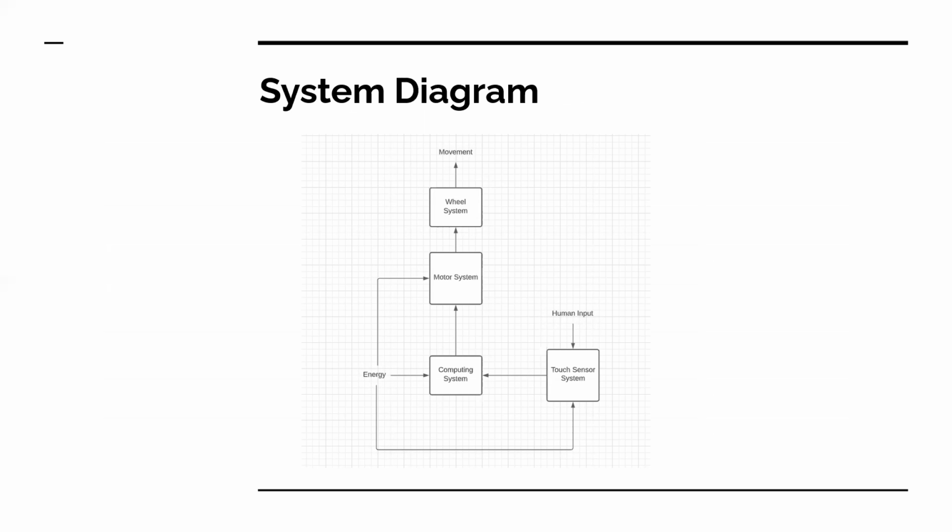The computing system connected to the motor system, and the touch sensor, which ran off human input, would send a signal to the computing system, all of which worked off of energy. And then once the button was actuated, it would go through the computing system to the motor system, which would move the wheels, which would result in net movement of the machine.